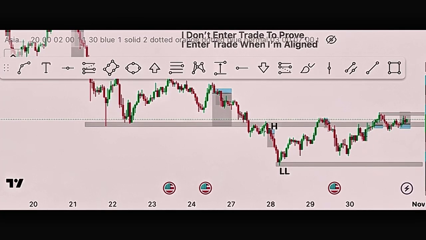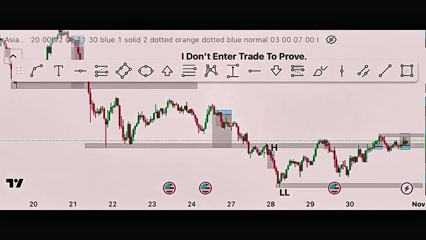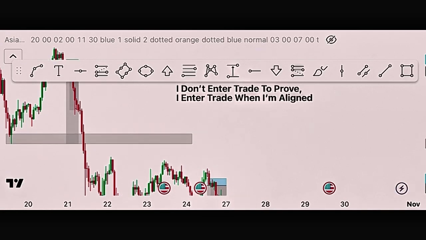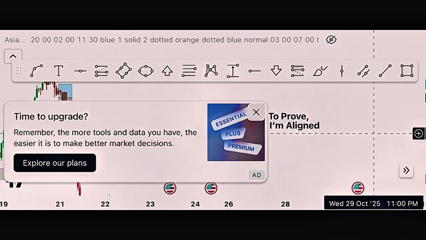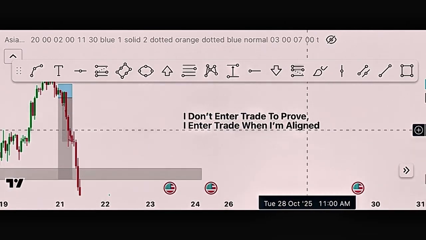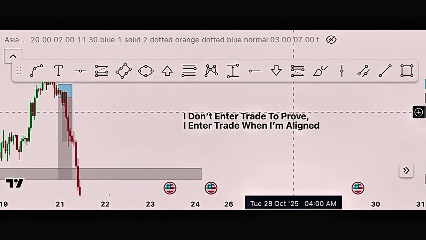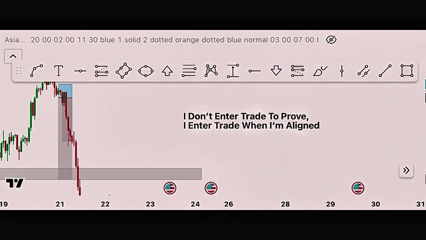Also, there is the support and resistance. That one is common too. So without any delay, let's get into the chart. So this is what my chart looks like basically. This is one of the things I use to regulate my nervous system. You know, I don't enter trade to prove. I enter trade when I'm aligned, and that keeps me calm most of the time.